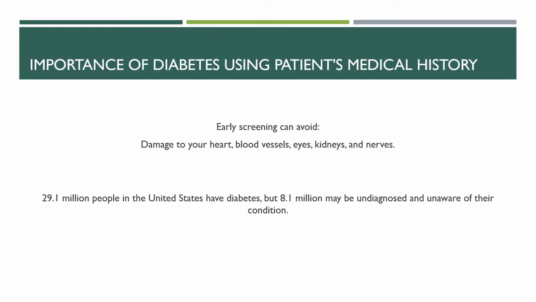If uncontrolled, diabetes can damage your heart, blood vessels, eyes, kidneys, and nerves. This is why it is so important for patients to get screened for diabetes and take steps to prevent it if the patient's medical history identifies them as high risk for diabetes. By optimizing electronic health records, physicians are able to more easily identify these high-risk patients, and according to an article published by Healthline, 29.1 million people in the United States have diabetes, but 8.1 million may be undiagnosed and unaware of their condition.